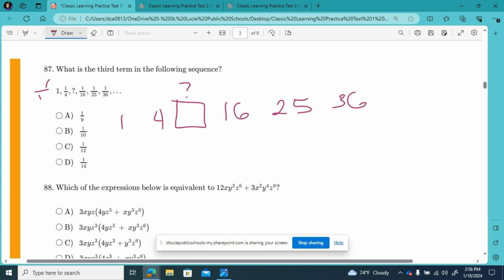So when you look at these numbers, what do they have in common? What would make sense in the box? 9, 10, 12, or 14. If we look at these, you should see, hint, PS, you should see that all of these numbers are perfect squares.